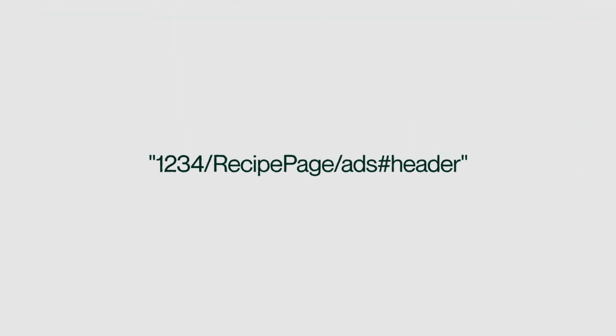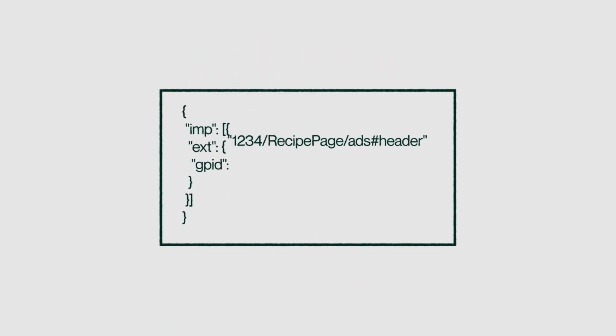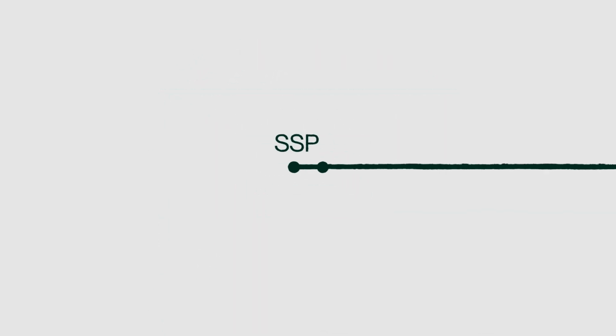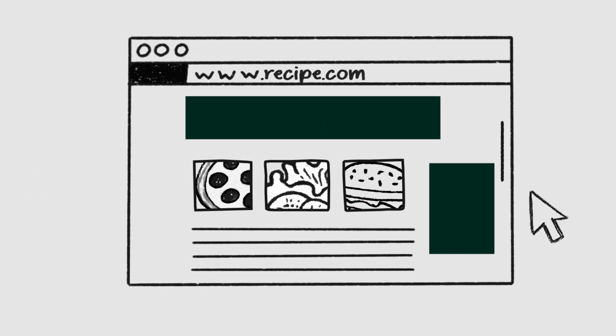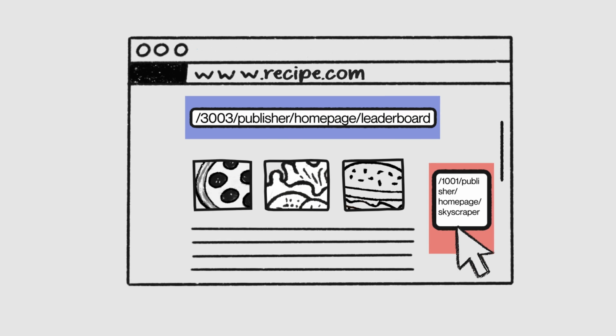As an example, if a media owner's ad unit is the header on a certain recipe page, the GPID should look like what you see here. This GPID will then be included in the bid request sent from the SSP to the DSP. The buyer can then optimize their bids for specific placements, say a highly viewable ad slot above the fold.